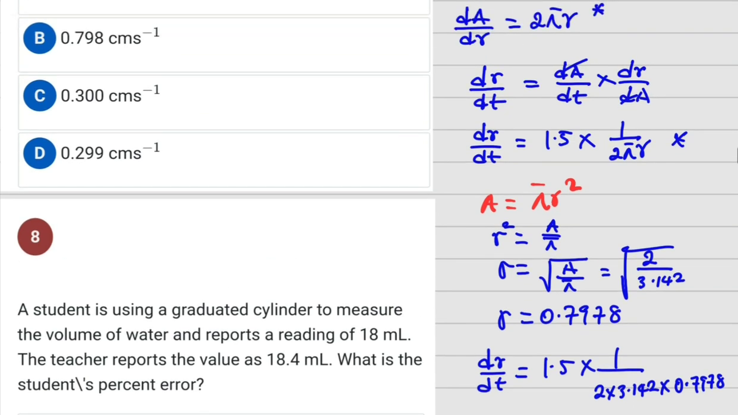Okay, I think that is D. So we come here, D is our answer. So we are done with that. So let's move to question 8 now.